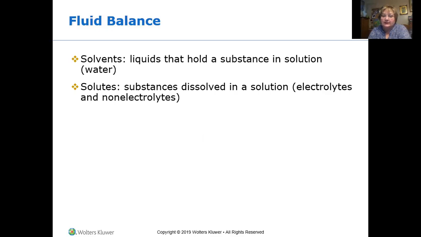Solvents are liquids that hold a substance in a solution, and solutes are the substances dissolved into the solution, the electrolytes and non-electrolytes. So again, that is one of the reasons that fluid balance is very important, and having enough fluid, because water is the actual substance that is holding our electrolytes. And of course those electrolytes, they're all important, but two of the main ones are sodium and potassium. To have the correct balance, you have to have enough fluid. Can't have too much, can't have too little.